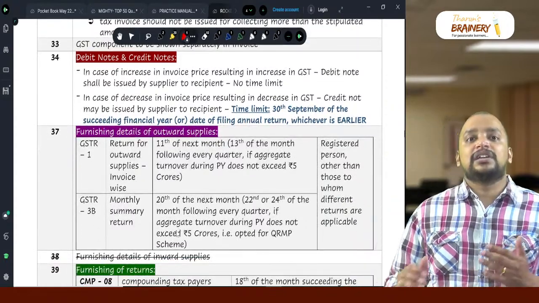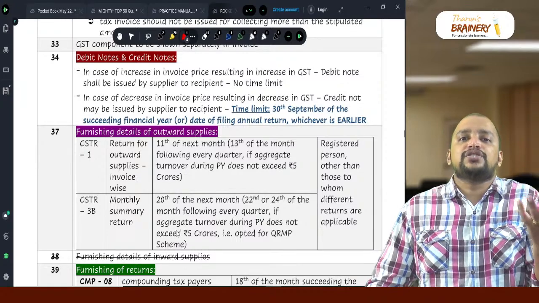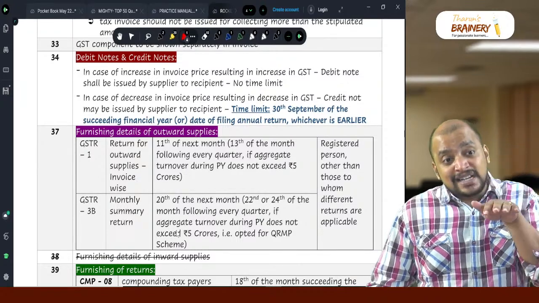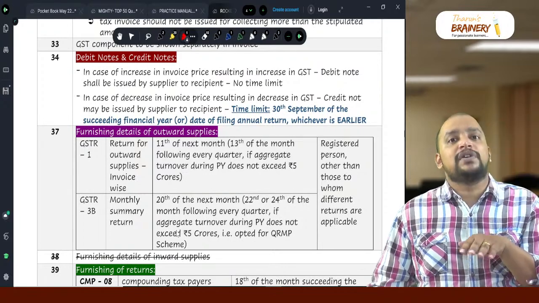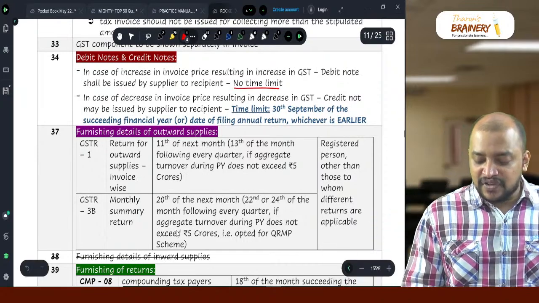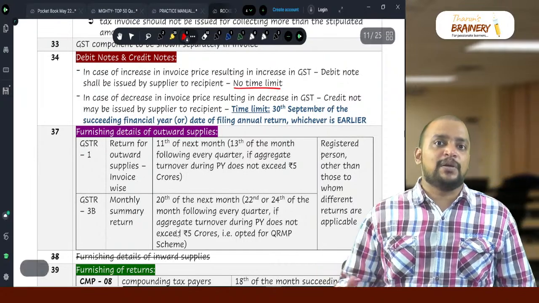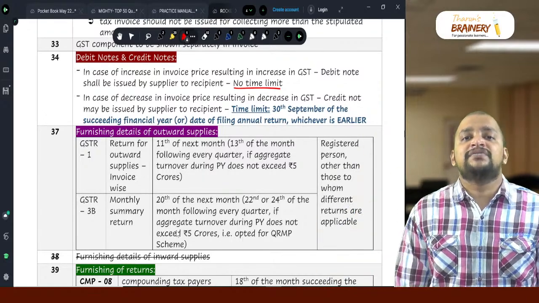Then section 34 talks about the debit note and credit note. Already we know debit note and credit note is issued by supplier to recipient. Whenever there is an increase in the invoice value, debit note. Whenever there is a decrease in the invoice value, that is credit note. For debit note there is no time limit here, whereas for credit note there is a time limit. What is the time limit? 30th September of the succeeding financial year or date of filing of return, whichever is earlier.